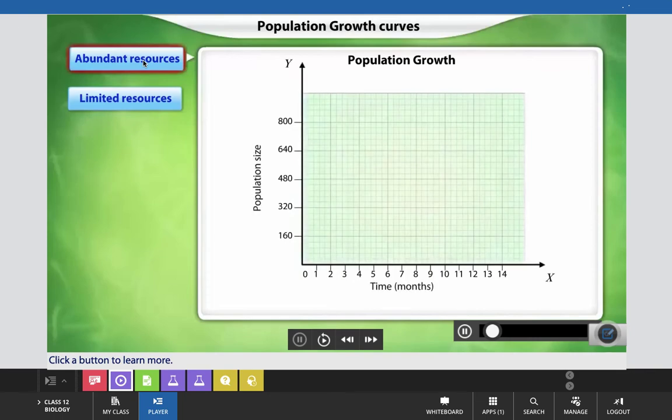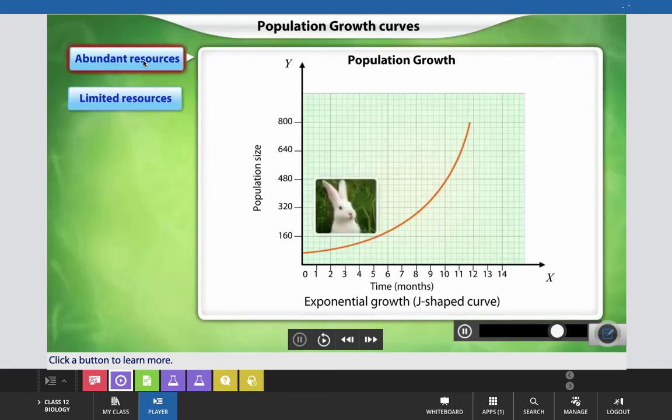When resources are abundant and the population is well protected from predators and diseases, the population will multiply at an exponential rate. This type of growth curve is called the J-shaped curve. For example, rabbits reproduce at a very rapid rate. On an average, a single female rabbit can produce about 800 offspring in one breeding season.